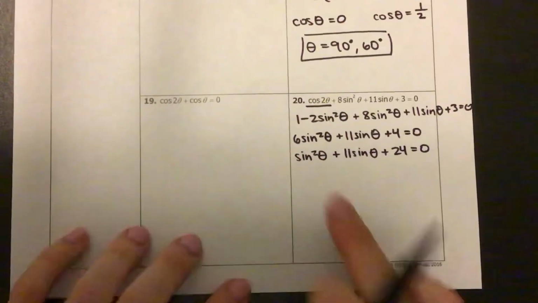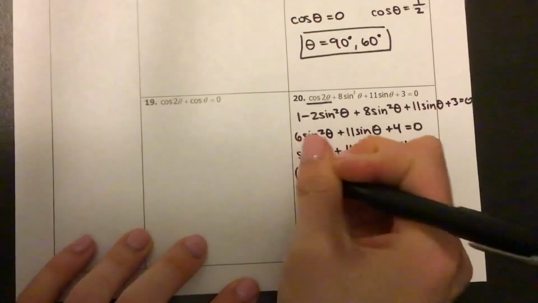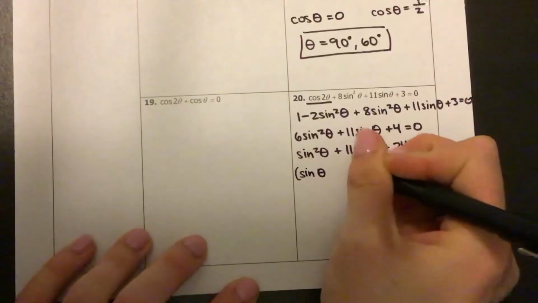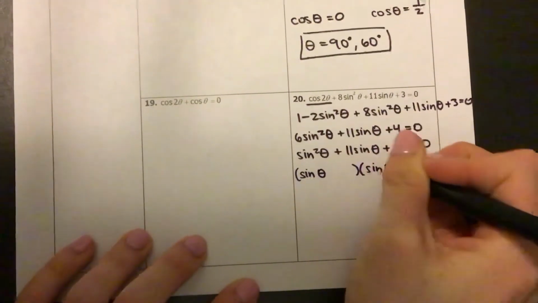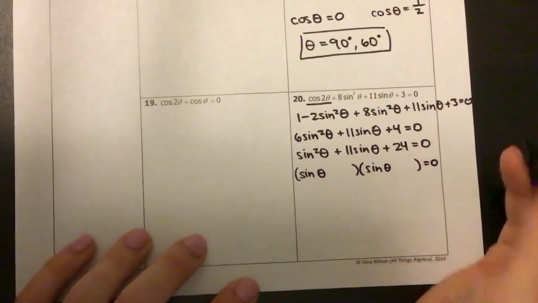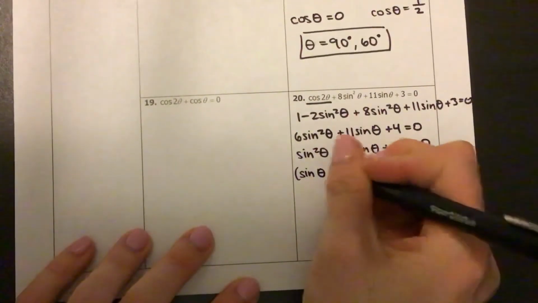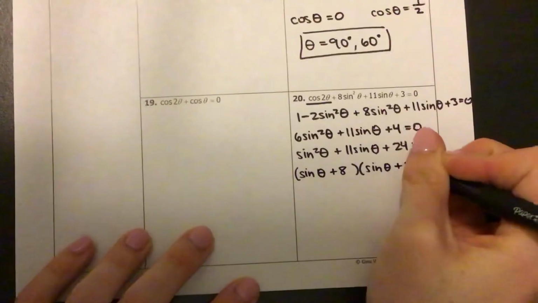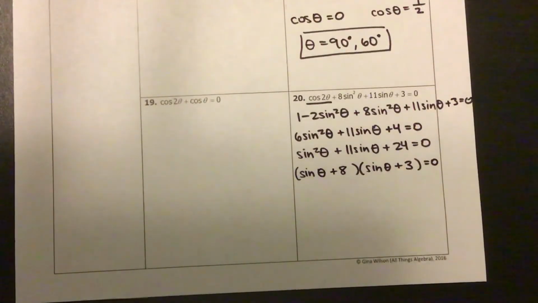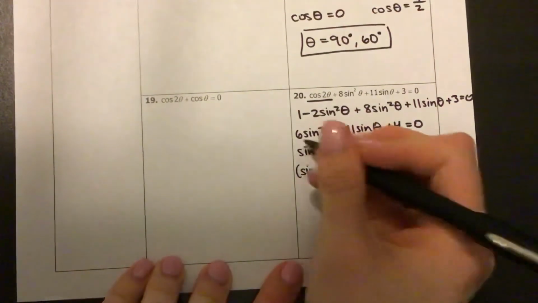So still factoring, I have a sine squared here, which means I start with sine times sine, kind of like y times y. And then I'm supposed to be multiplying to 24 and adding to 11, and that would be 8 and 3. They multiply to 24, they add to 11. Finish off the slide and divide.